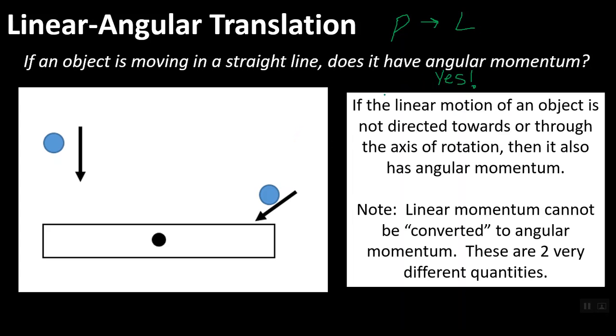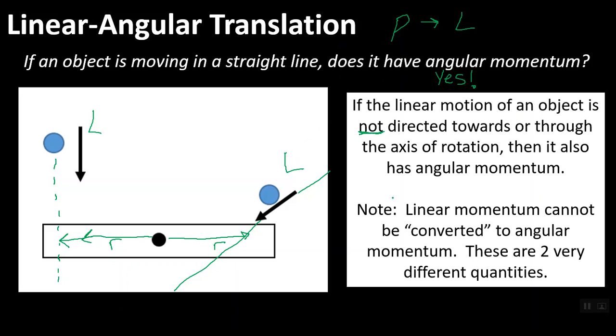What we saw was that as long as the linear motion of the object is not directed towards or through the axis of rotation, essentially there is some sort of radial distance between the velocity, the momentum vector, and the axis of rotation, then this is also going to have angular momentum. So this ball coming down this way, because its line of action is not passing through the pivot point, has angular momentum, and then this ball coming in at the angle, again, since the line of action does not pass through the pivot point, also has angular momentum.